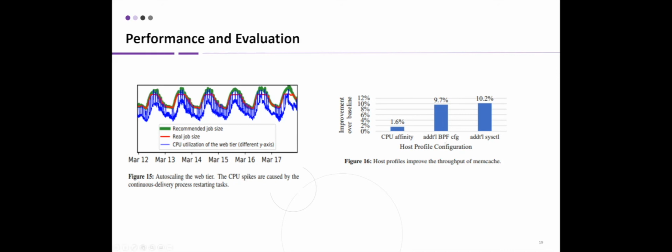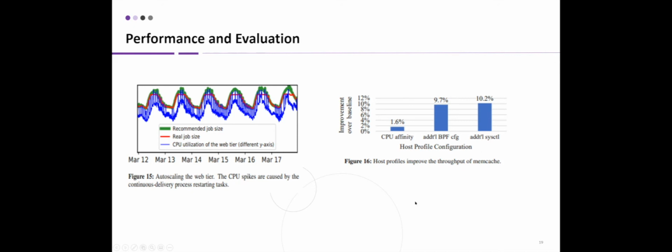And then here you would change your BPF CFG, or here you would change the kernel configuration settings. And you see here that as you're adjusting these and you're doing more to it, then you have a greater improvement over the baseline, right? 10.2%, just by adjusting the host profile. So now you see exactly how it becomes more efficient to have these host profiles given the kind of workload you're working with.